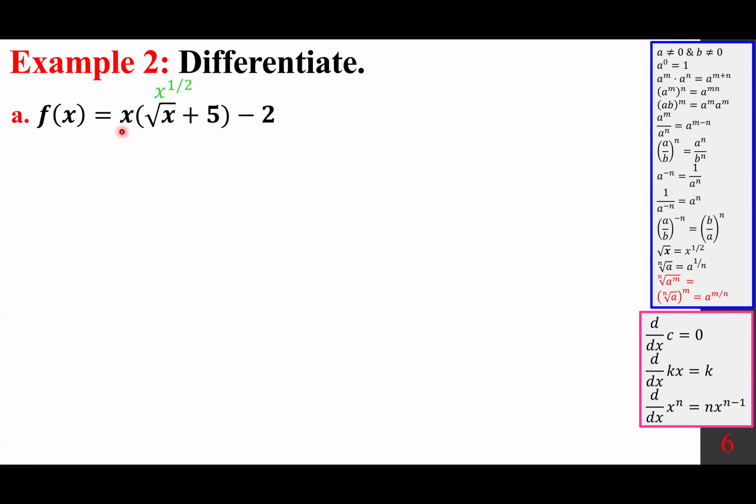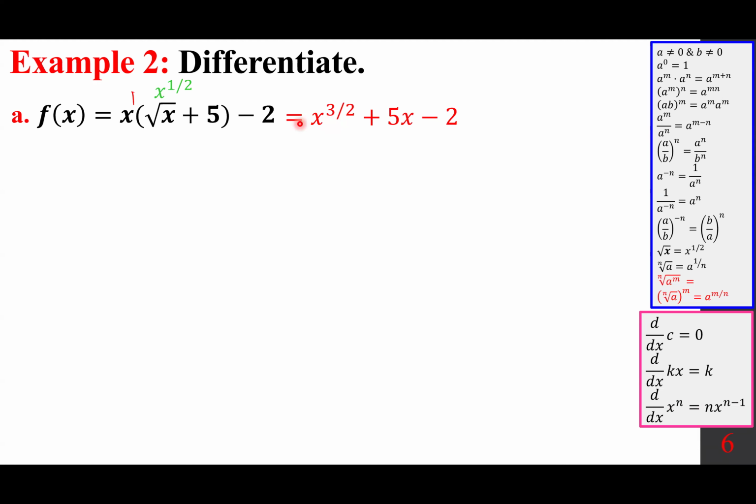When I distribute, notice x has the exponent 1 when you don't write it. So according to this formula, you have to add the exponent. This one has the exponent 1. This one has the exponent 1/2. When you multiply them, 1 1/2 or 3 halves would be the new exponent. This is 5x minus 2. And the reason we put it in this form is because now it's ready to use the power rule.